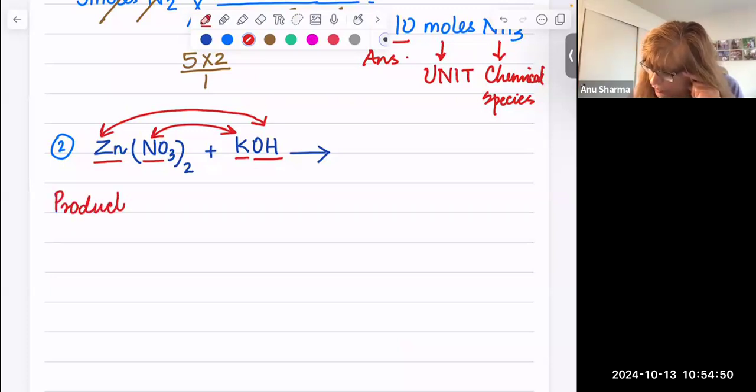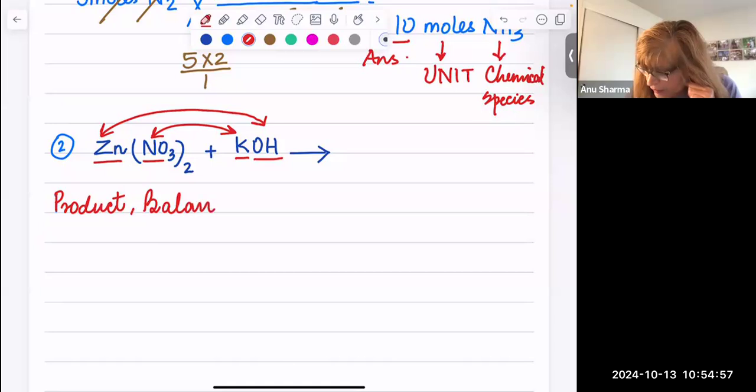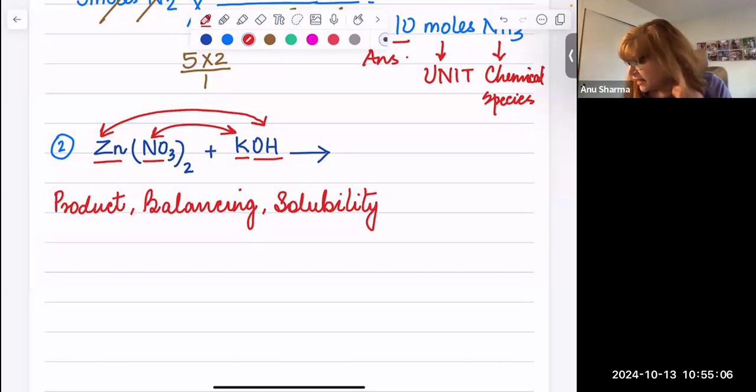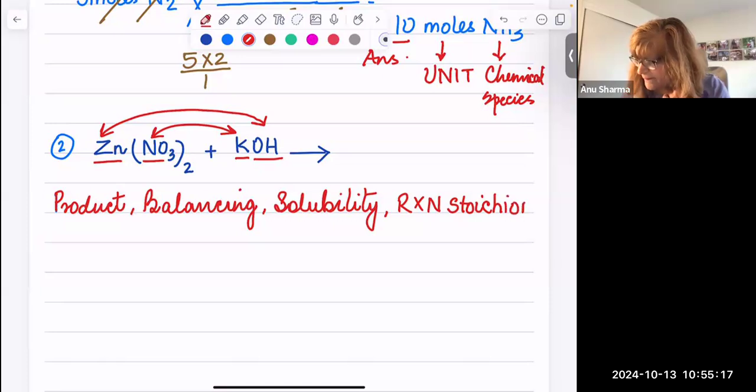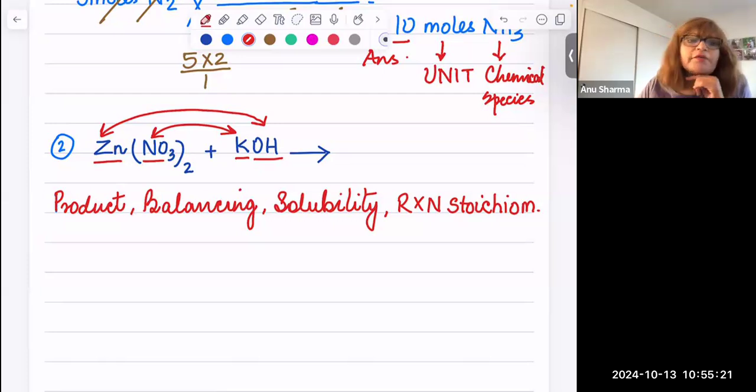This type of question is also a part of this. So: products, balancing, solubility, okay? And then we are going to do here the reaction stoichiometry. I'm going to do the ionic and net ionic later. Reaction stoichiometry means mole to mole thing. So what is formed?